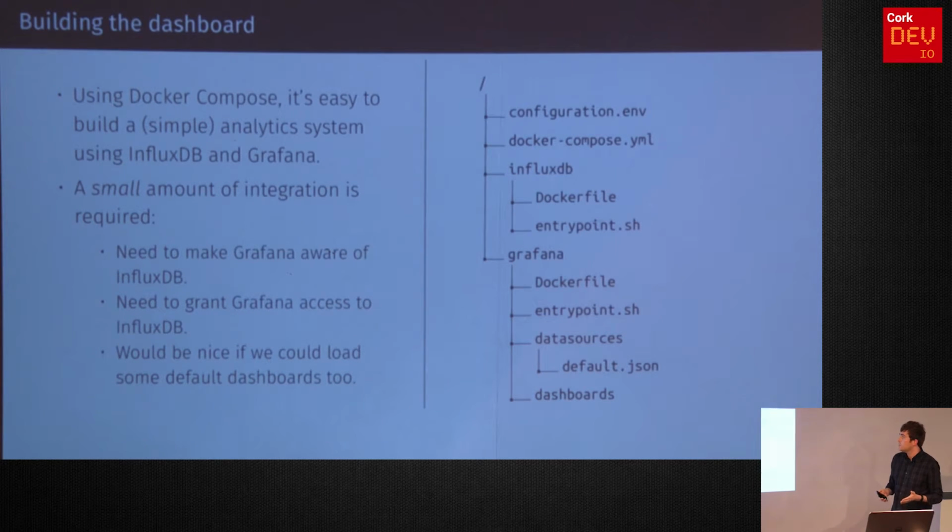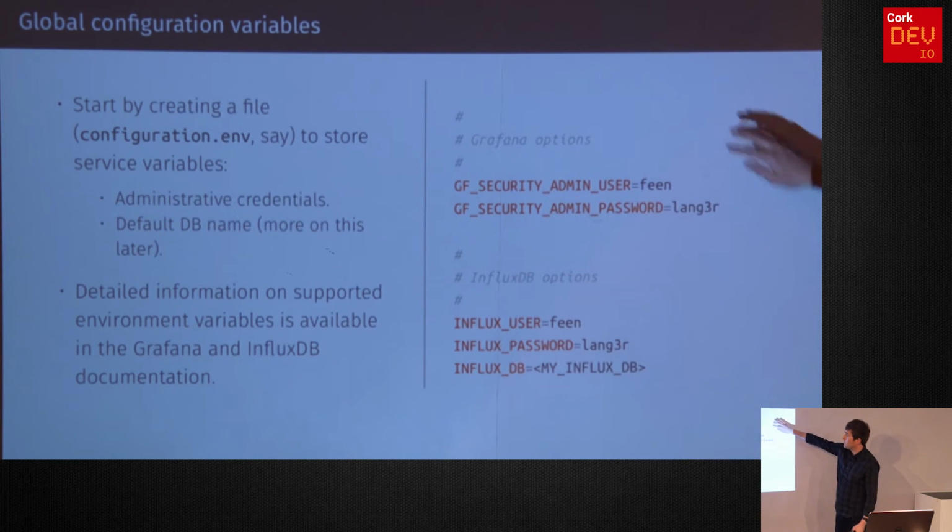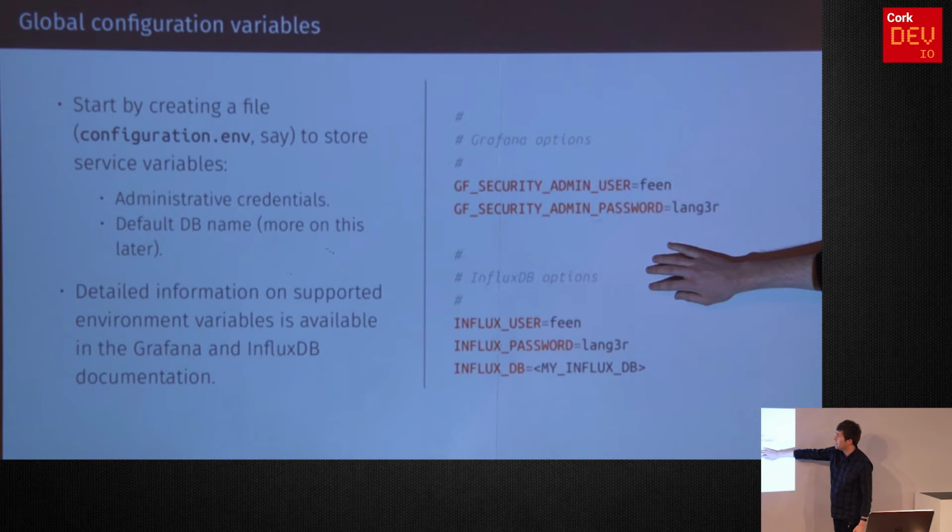So some things we need to do. We need to make Grafana aware of InfluxDB. Then we need to be able to grant Grafana access to InfluxDB. And then, as I said, it'd be nice if we could load up some default dashboards as well out of the box. So the configuration file is literally just environment variables. So it's like standard Linux environment variables. So I have some stuff for Grafana up here, some stuff for InfluxDB down here.